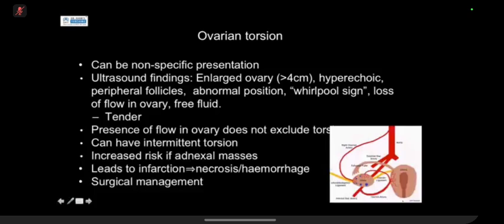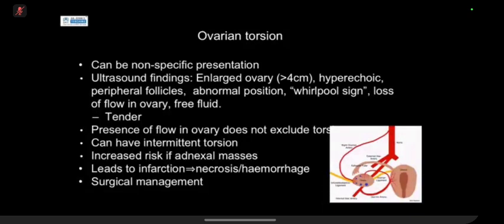So you may see flow because only one branch is compromised. So that's why ultrasound cannot exclude ovarian torsion. Additionally, they can have intermittent torsion where they're torting and detorting, so we may catch them when they're detorting. So we may not pick up all the classic signs on ultrasound.